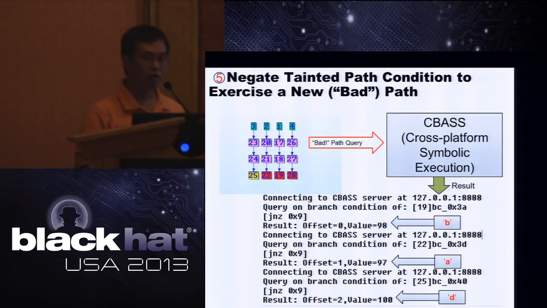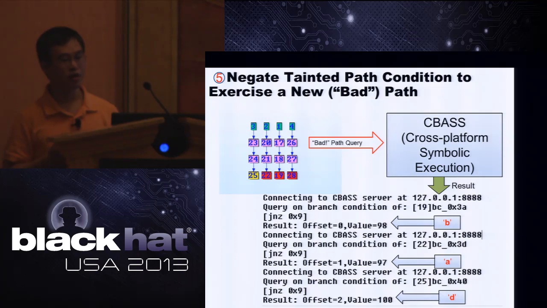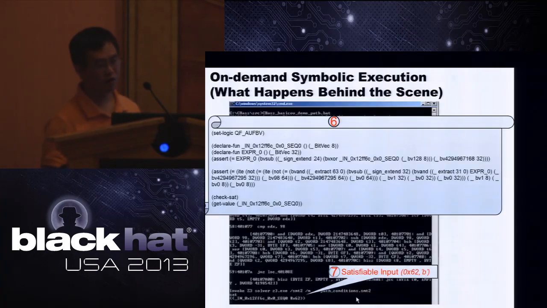Then Tree will generate a query and send it to CBASS. CBASS will generate the constraints describing mathematically the branch conditions' output with the input variables, using the process I just described, and get back the results to the Tree module. Here it shows the first three branch conditions with the communication between Tree and CBASS. So basically we already figured out what's the bad path, then the fourth will follow.